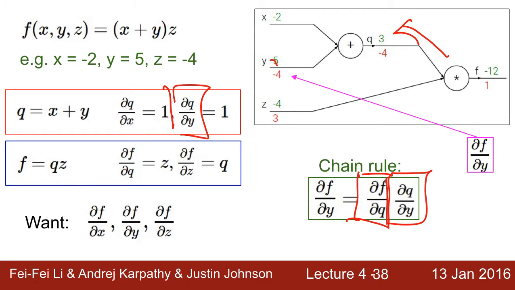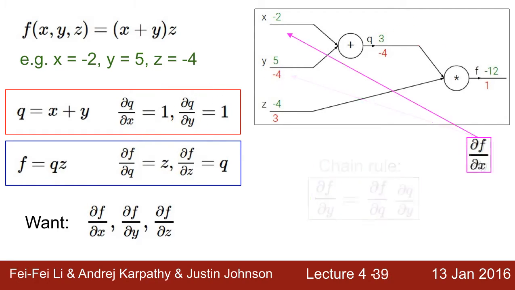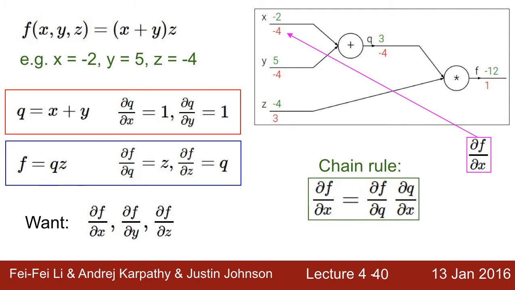That's going to give me this -4 right here. And similarly, I'm going to get a -4 up top for partial f by partial x. And all we're doing here, again, is the chain rule.